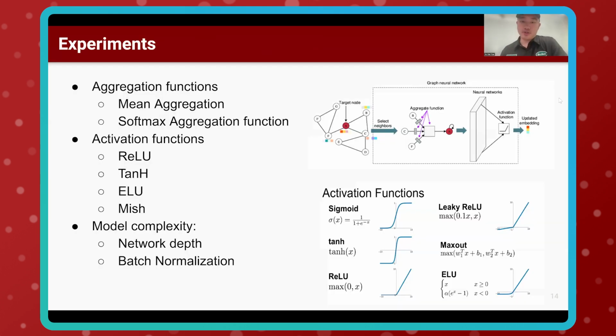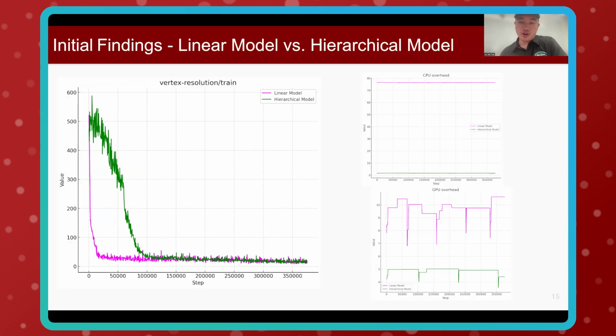In our experiments, we explore various aggregation and activation functions in graph neural networks. Next slide. Our initial findings are represented in these two graphs. On the left, we see the vertex resolution for training, where the hierarchical model performs as well as the linear model. On the right, we look at the computational overhead. Interestingly, the hierarchical model shows less CPU and GPU overhead compared to the linear model. This indicates that the hierarchical model is more resource effective.